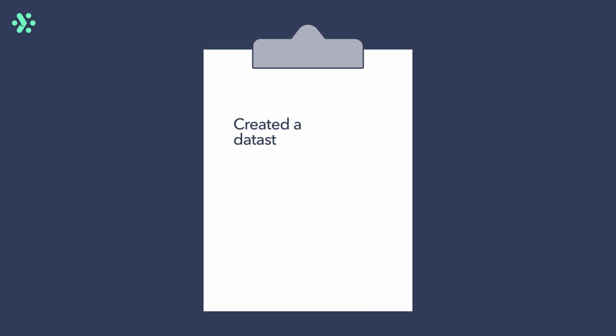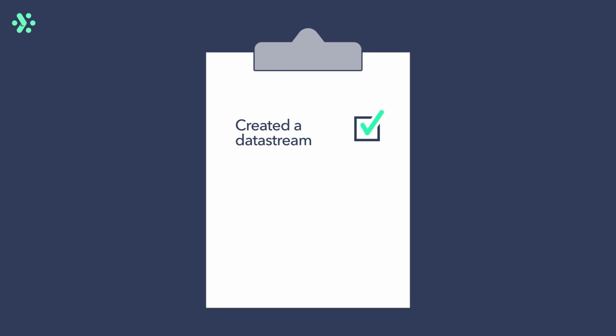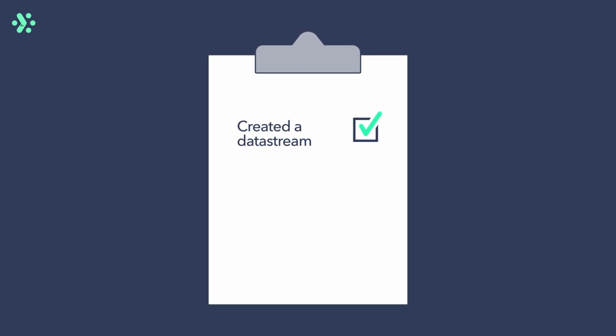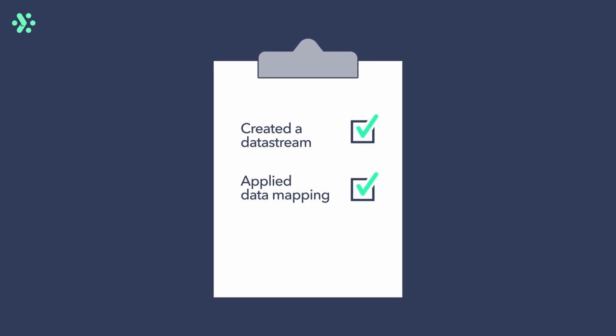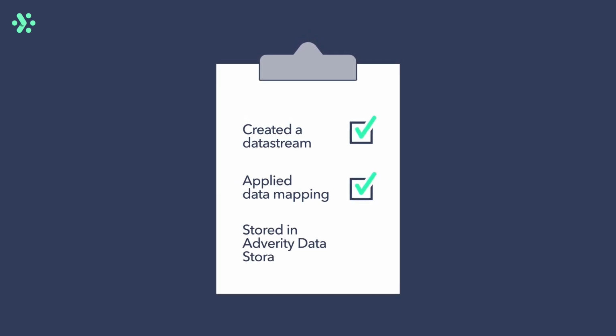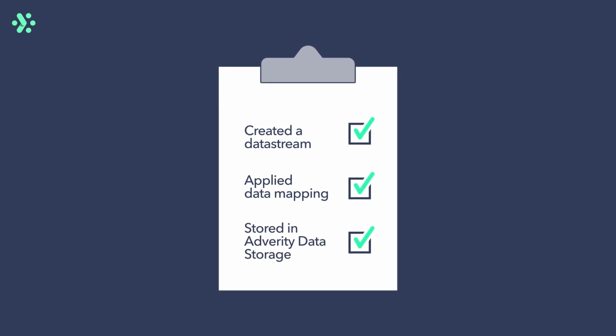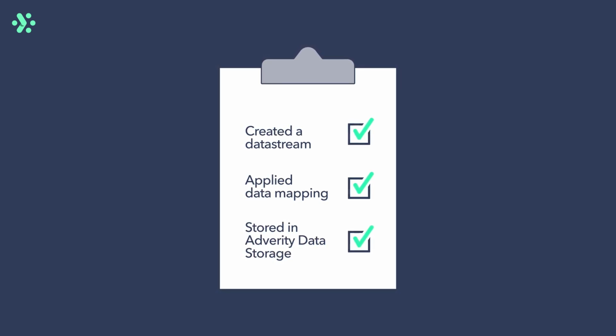To use Data Explorer and start visualizing your data, there's a few things you need to do first. 1. You need to have created at least one data stream and fetched data. 2. You need to have applied your data mapping to your collected data. 3. You need to enable that data to be stored in the Adverity data storage. If you haven't done this already, or you need more help to do this, check out the related guides and videos in the Adverity documentation. If you have, great! Let's create a visualization.